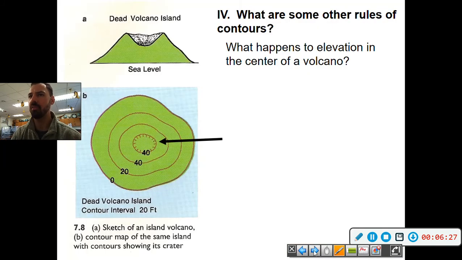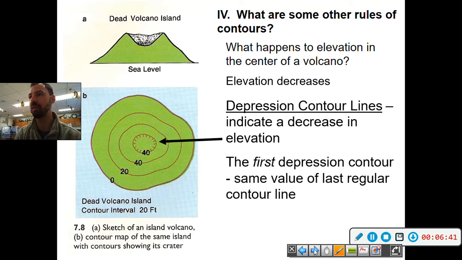Okay, now some other rules. In the middle of a volcano, we have something called depression contours, because in the center of a volcano, the elevation is going to decrease. So how do you note that on a contour map? We have special contour lines called depression contour lines, which indicate a decrease in elevation.